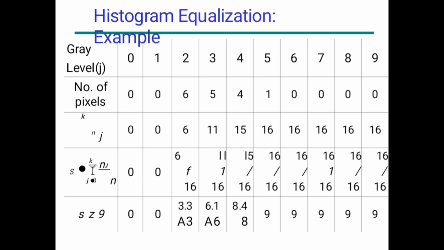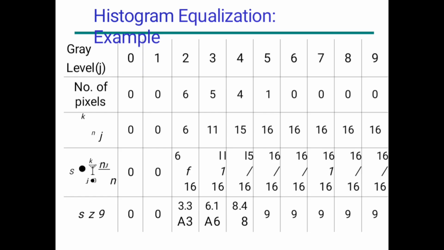Next we find the running sum. The previous value is added to the present value. Consider previous value 0, present pixel count 0, 0 plus 0 is 0. Consider gray level 2. Previous value is 0, present value is 6, 0 plus 6 is 6. Again for gray level 3, previous value is 6, present number of pixels 5, 6 plus 5 is 11. Gray level 4, number of pixels 4, previous value 11, 11 plus 4 is 15. Again in gray level 5, 15 plus 1 is 16, and 16 plus 0 and so on. It is called the running sum.